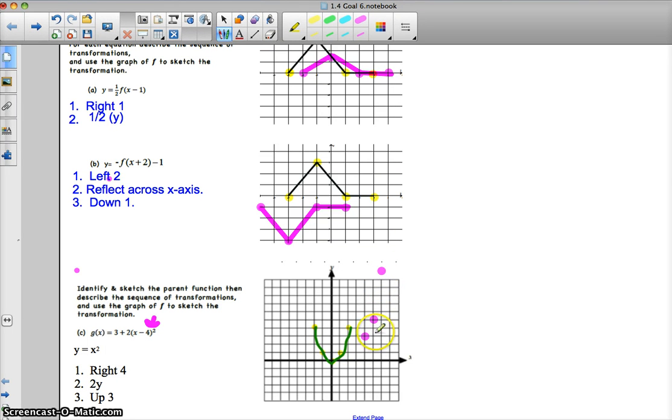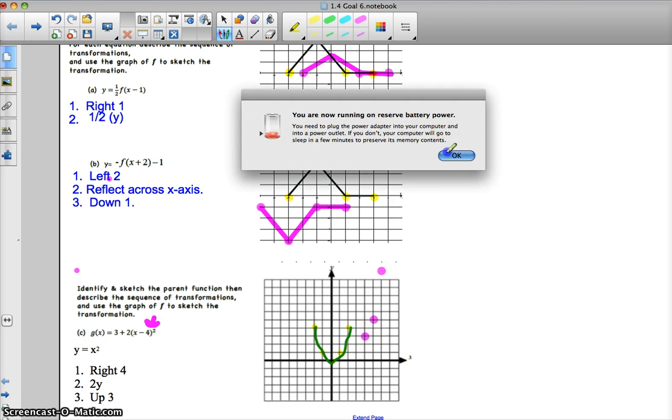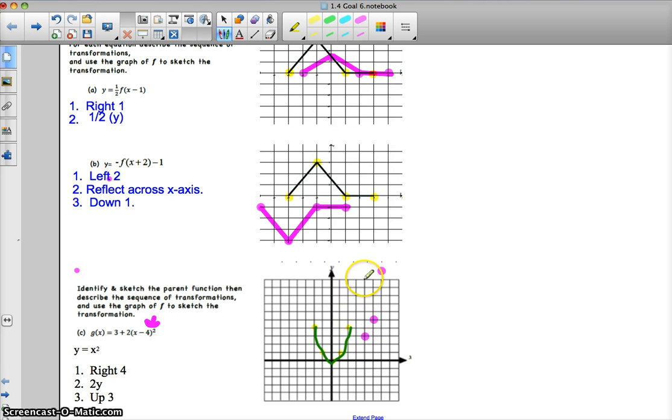I know that parabolas are symmetrical across the axis of symmetry. The axis of symmetry goes through the vertex. So here's our axis of symmetry. I have one point to the right of the axis. I should have one to the left. I have a point 2 places to the right, so I should have a partner 2 to the left. And then from there we'll sketch it.